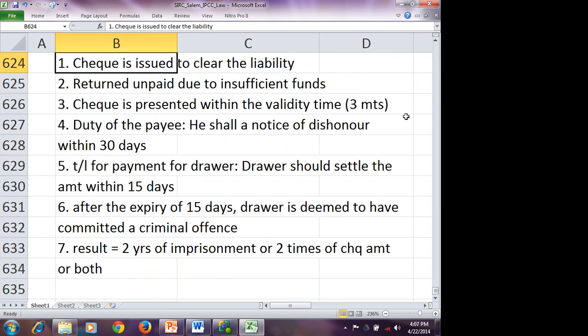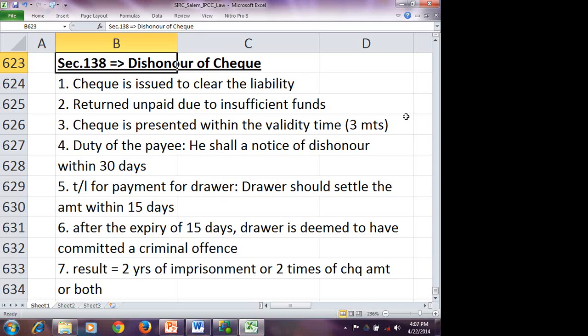Or both. The check is issued to clear the liability, and returned unpaid due to insufficient funds. The check is presented within the validity time. He shall issue a notice of disallowance within 30 days. Time limit for payment: the drawer should settle the amount within 15 days. For the extra 15 days, the drawer is deemed to have committed a criminal offence.